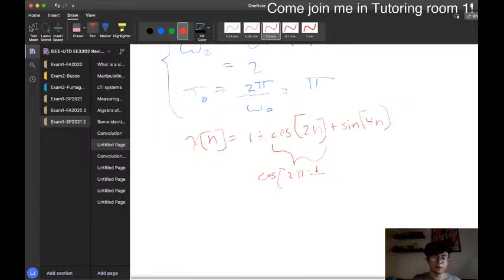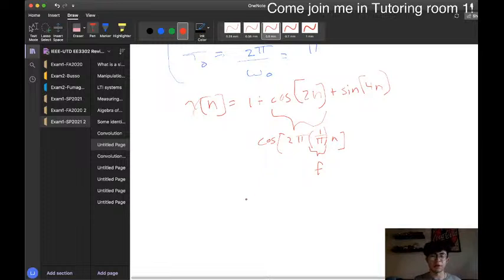So if we write this in terms of 2 pi f instead of omega, then this is our f if we just factor out 2 pi, so 1 over pi. Wait, let me write that better. Okay, 1 over pi. Yeah, when you factor out 2 pi. So look at this f. So f is equal to 1 over pi.